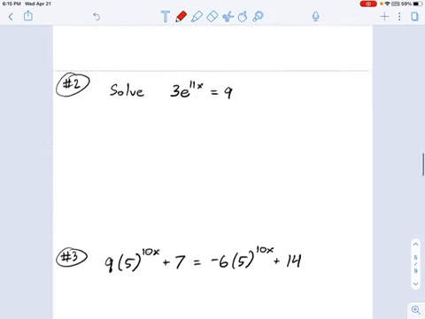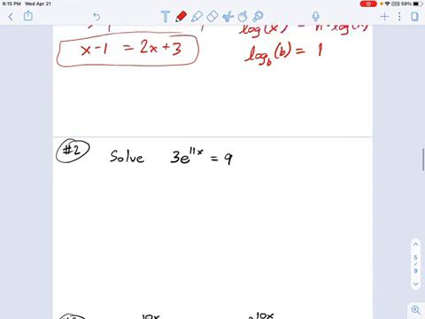So now I want to start using logarithms to solve these equations. And we're going to start with this one. It's not too bad. 3e to the 11x equals 9. Well, I'm going to take the logarithm of both sides. And just to make things easy on myself, I'm going to choose a logarithm with the same base as the exponential equation. That's log base e, otherwise known as the natural log.